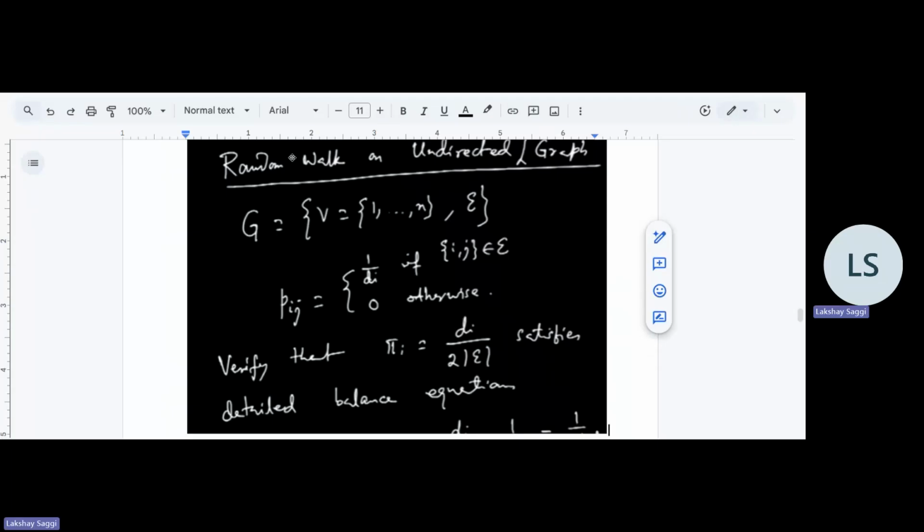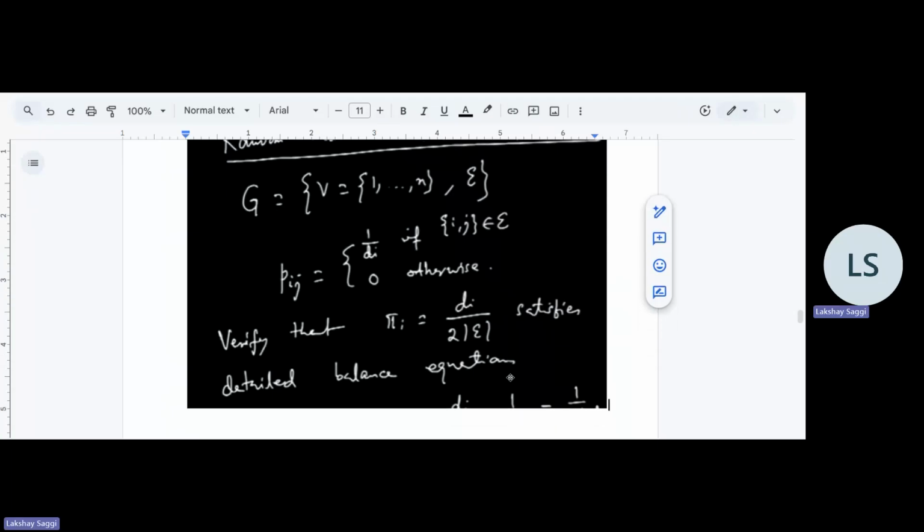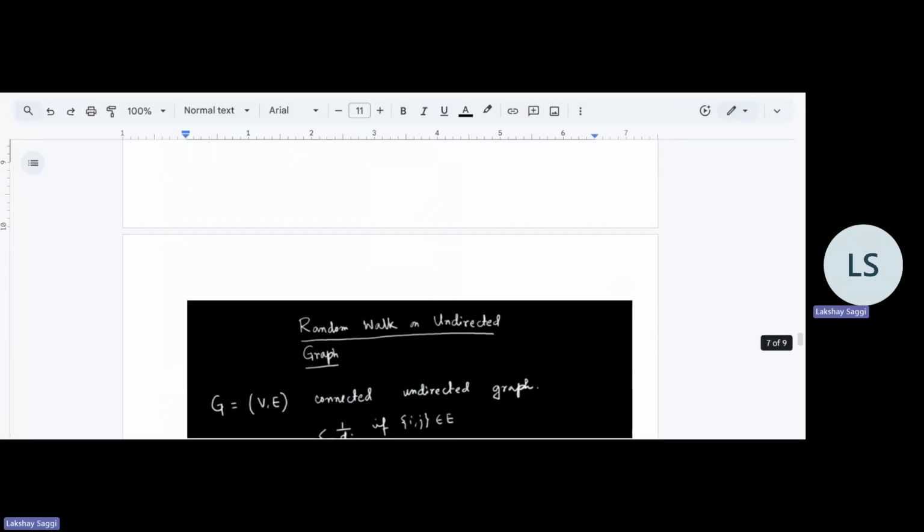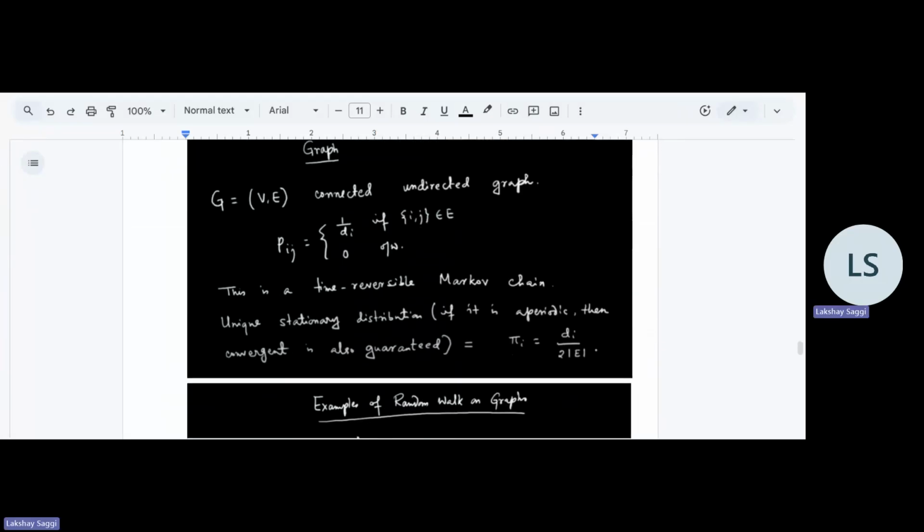And one can easily verify that the distribution given by pi of i equal to the degree of i divided by 2 times the number of edges satisfies the detailed balance equation. Hence this distribution is also the stationary distribution. This really is not too hard to verify, and this was discussed in the lecture as well.